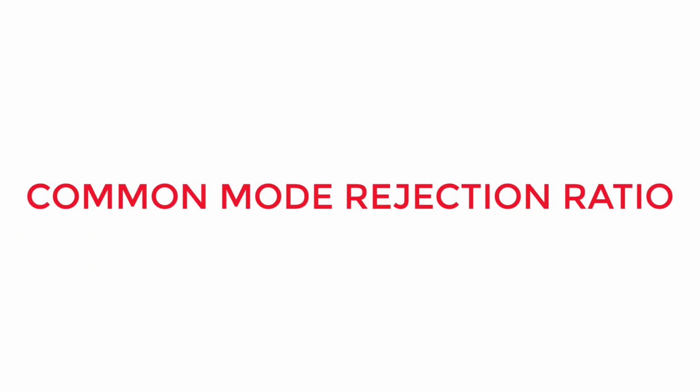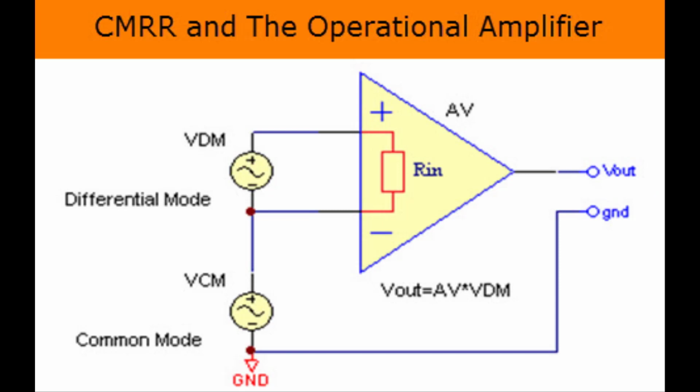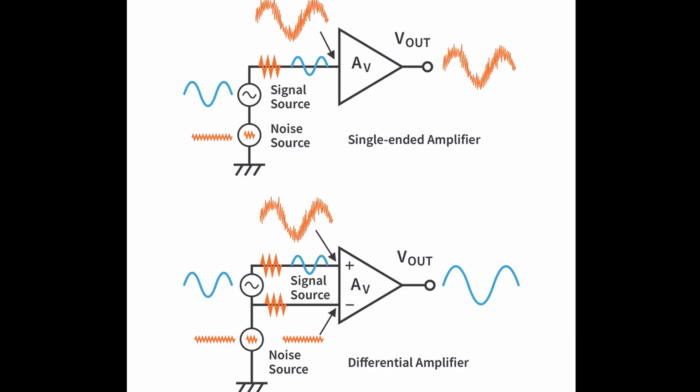Common mode rejection ratio. The common mode rejection ratio (CMRR) indicates the ability of a differential amplifier to suppress signals common to the two inputs. As shown in the figure, in the single-ended op-amp, when noise appears in the input, it gets multiplied with the gain and appears at output, which is not practical, and our original signal gets distorted.